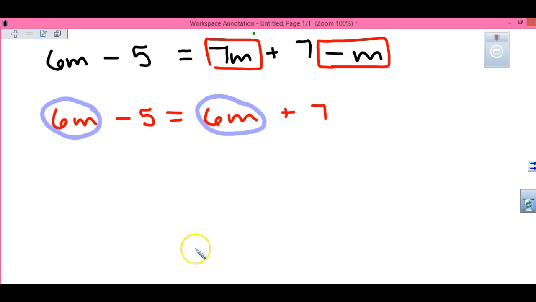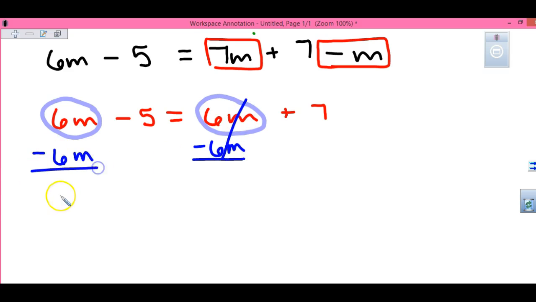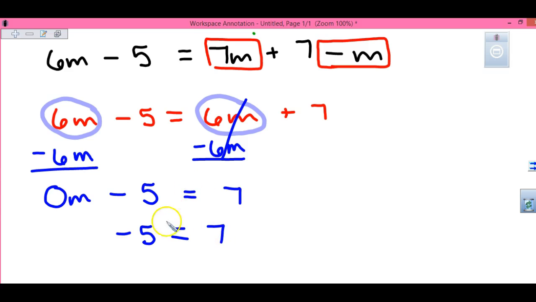Let's say I'm solving, so I subtract 6m and I subtract 6m. So I've got 0m, which means 0, minus 5 is equal to 7. So 0 minus 5 is negative 5, and negative 5 is equal to 7. Is that true? This is not true. This means that this equation has no solution.